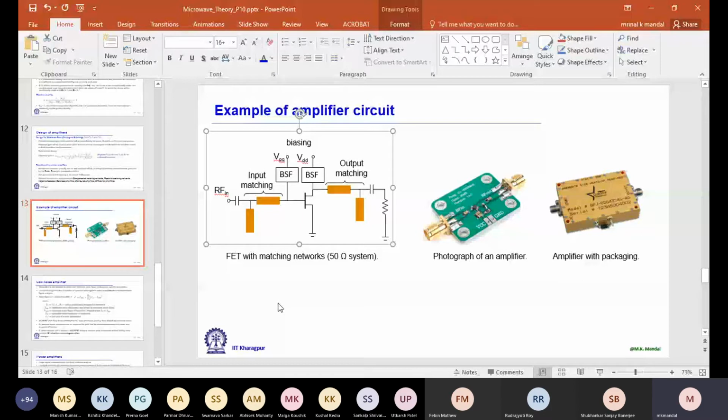Mostly at low frequencies you did not bother about it, but at microwave frequencies we have to bother about it. FT is the short-circuited unity current gain, right? Now typically it's like a thumb rule. If you want to design an amplifier at some frequency, let's say X gigahertz, then the transistor should have FT of 10 times X.